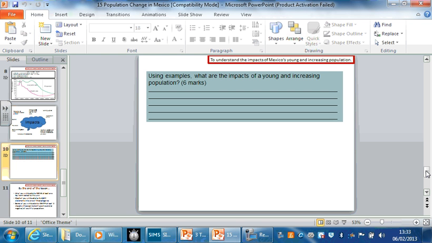So make sure you look back over your books.